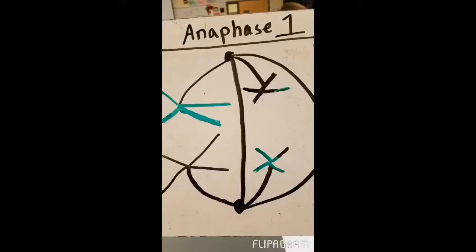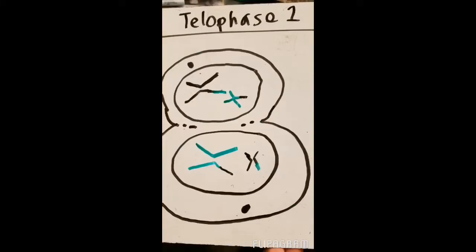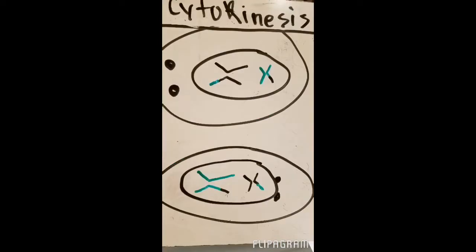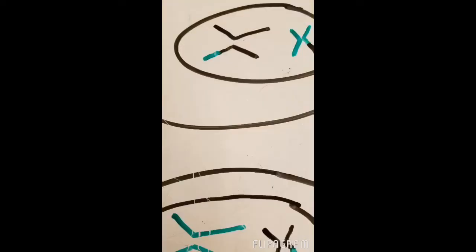In anaphase 1, the homologs are pulled apart and move to opposite ends of the cell. The sister chromatids of each chromosome, however, remain attached to one another and don't come apart. In telophase 1, the chromosomes arrive at the opposite poles of the cell. Cytokinesis usually occurs at the same time as telophase 1, forming two haploid daughter cells. Well, that's all of meiosis 1.